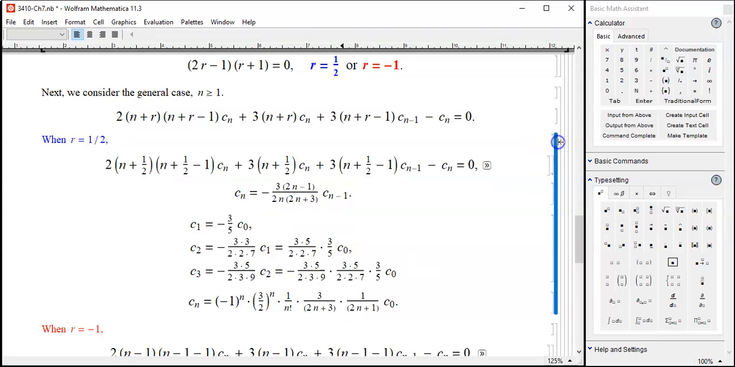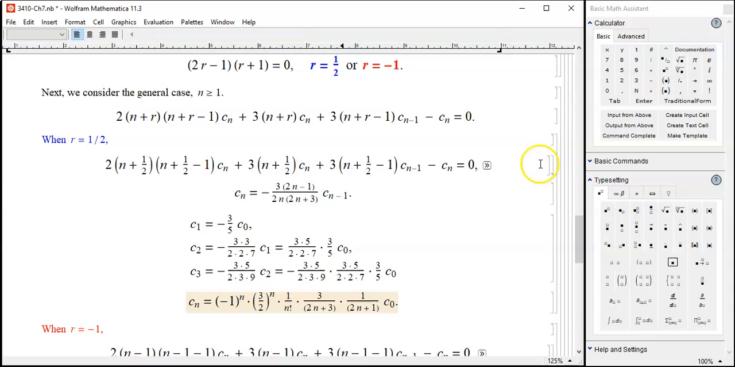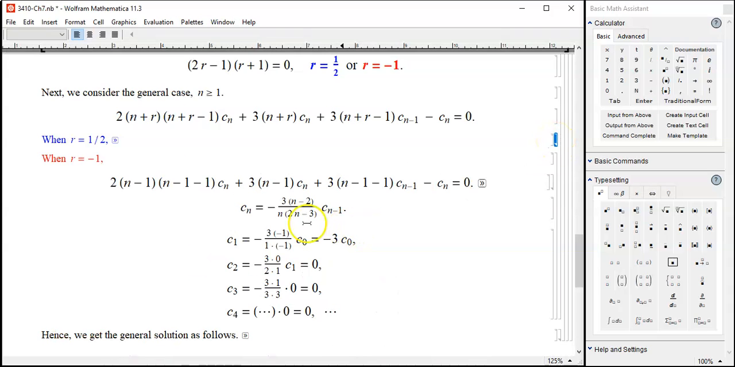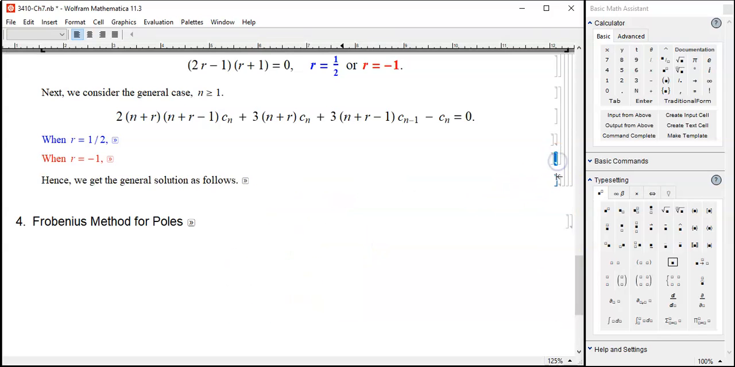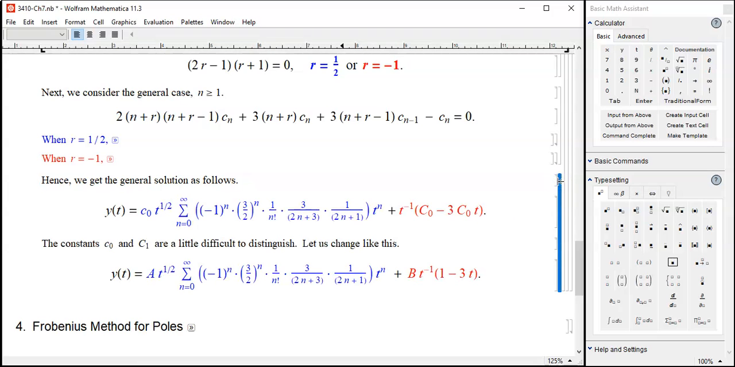So we have a recursive relationship from here. When r is 1/2, that's going to give you one solution. When r is negative 1, we have another recursive relationship here. This is going to be simpler, all 0, and then we have only the first term. Put those two together, and we're going to get this solution here.